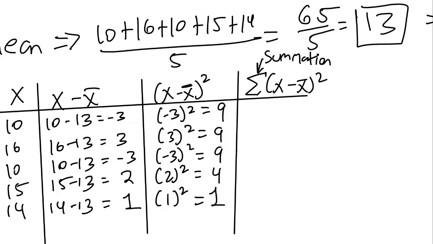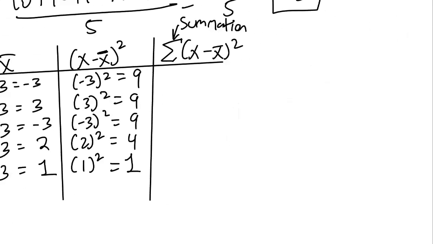So if you ever hear the word sigma, they're literally just telling you to add, because that's what it actually means in mathematics. So you're going to add all the numbers: 9 plus 9 plus 9 plus 4 plus 1. That will give you a value of 32.